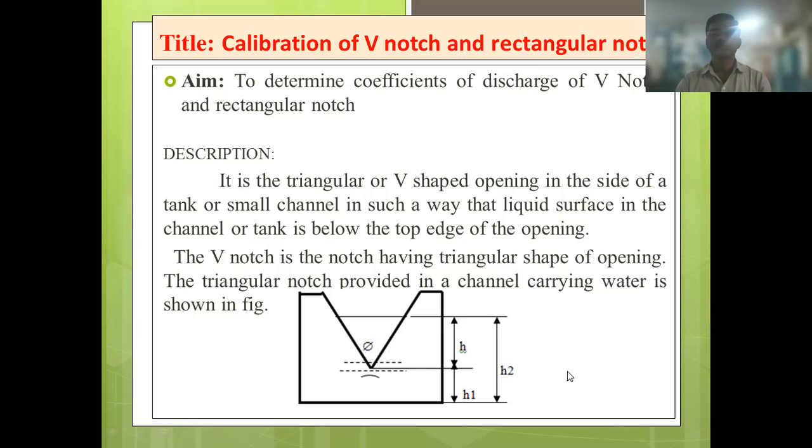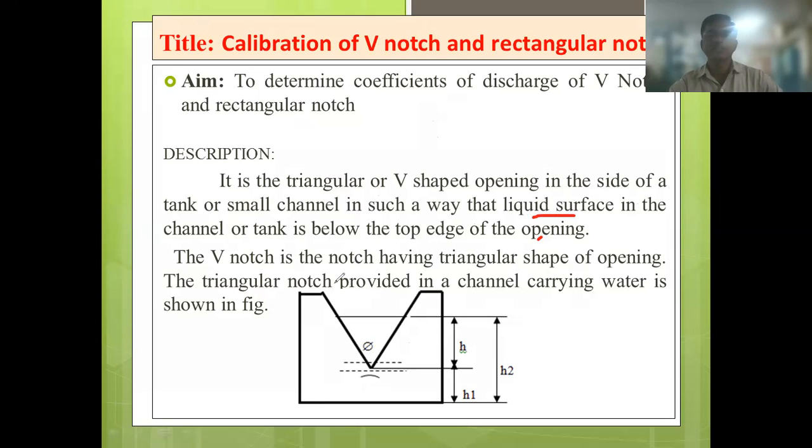And what is the V notch or triangular notch? It has a triangular V-shaped opening, so that is called the V notch. If the shape is rectangular, then we call it a rectangular notch. A triangular notch or V-shaped opening is made in the side of the tank or small channel in such a way that the liquid surface in the channel or tank is below the top edge of the opening. That is the definition we have learned. So V notch is the notch having a triangular shape of opening. A triangular notch provided in a channel carrying water is shown in the figure like this.